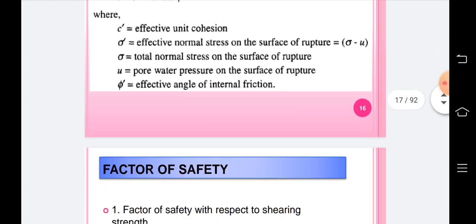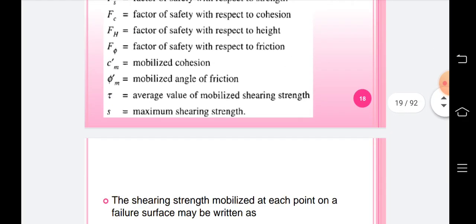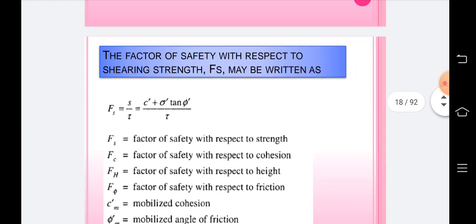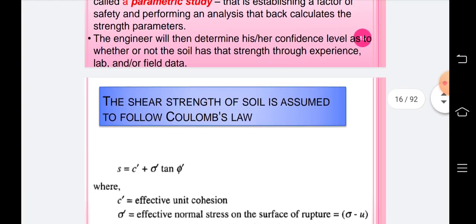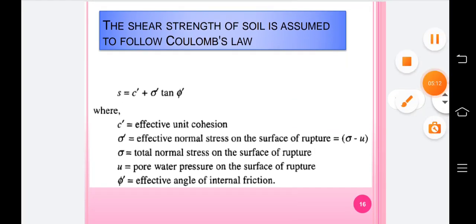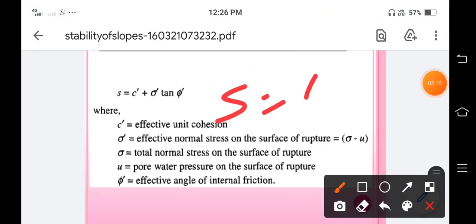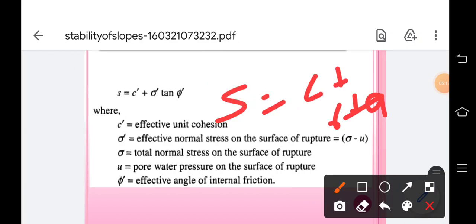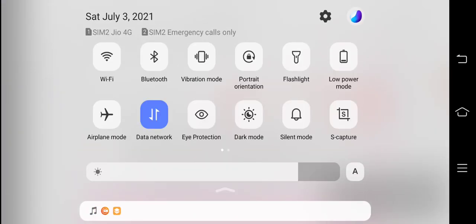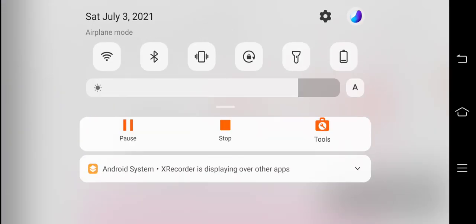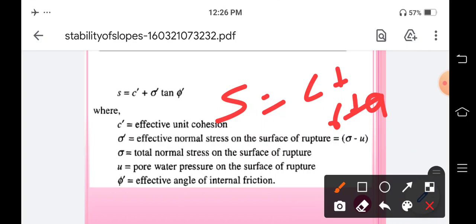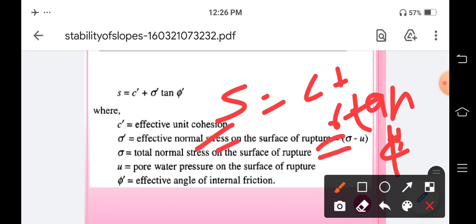S equal to C plus sigma tan phi. That is our formula. So here we are not considering the pore water. Where C is called the cohesion, phi is called the internal friction, sigma is the normal stress, and S is the shear stress.